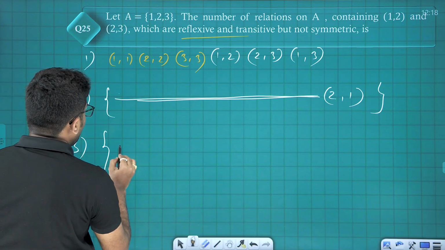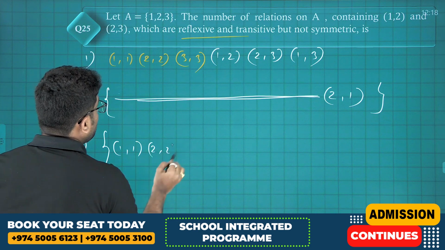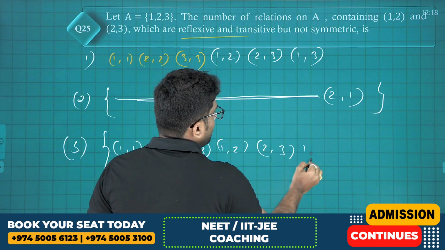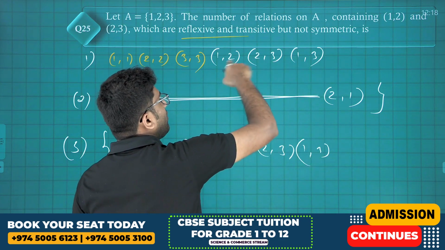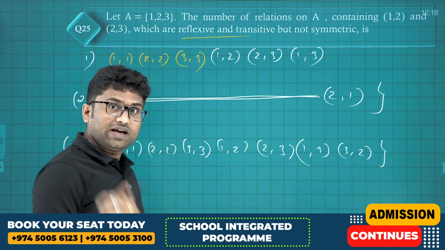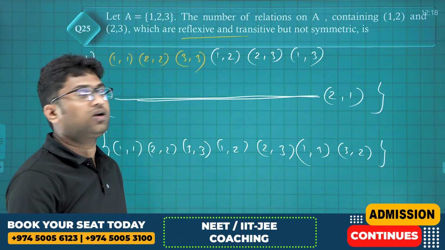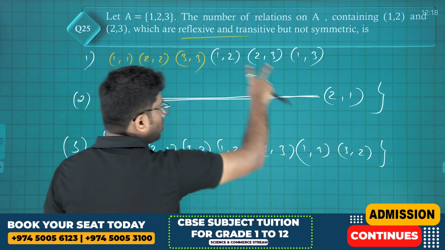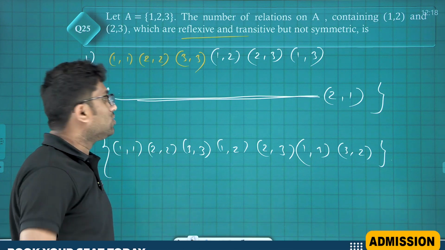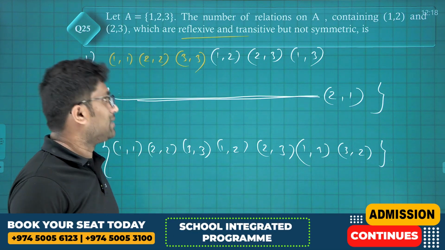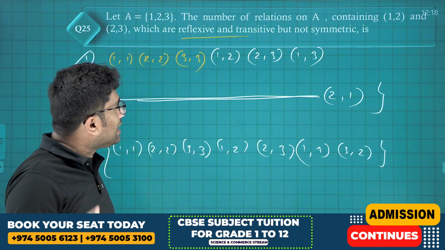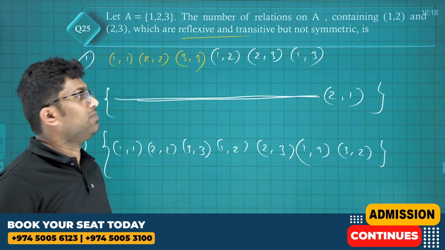Next is the third case. Same, we'll have (1,1), (2,2), (3,3), (1,2), (2,3), (1,3) compulsory. Instead of (2,1), we'll add (3,2). So this will again be reflexive and transitive but not symmetric. Now if you add both, it becomes symmetric again, so this is not accepted. We can only have three relations which are reflexive and transitive but not symmetric.